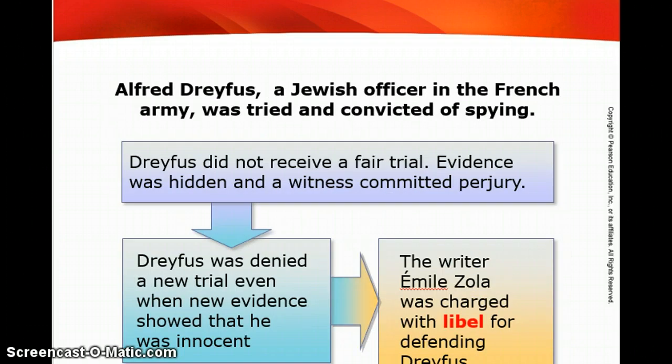Alfred Dreyfus was a Jewish officer in the French army. He actually held the distinction of being the first Jew to reach the rank of major in France. He was tried and convicted of spying. Dreyfus did not receive a fair trial. He was not allowed to see the evidence before him. Evidence was hidden. Basically, evidence in 1896 pointed to Ferdinand Esterhazy as a spy. The army refused to give Dreyfus a new trial.